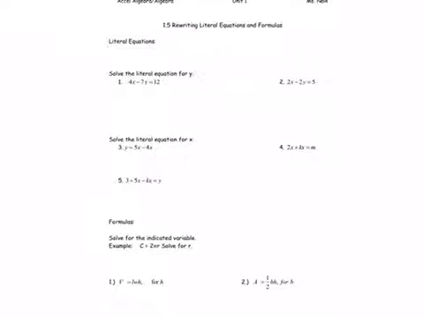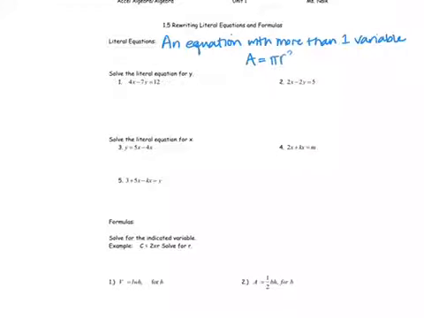A literal equation is simply an equation with more than one variable. Now, just a note on variables. If they write something like this, area equals pi r squared. Pi looks like a variable, but it is actually a number.